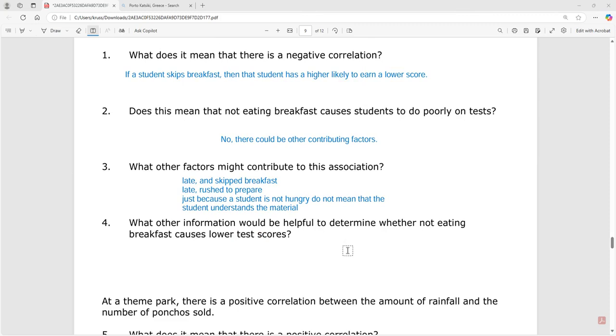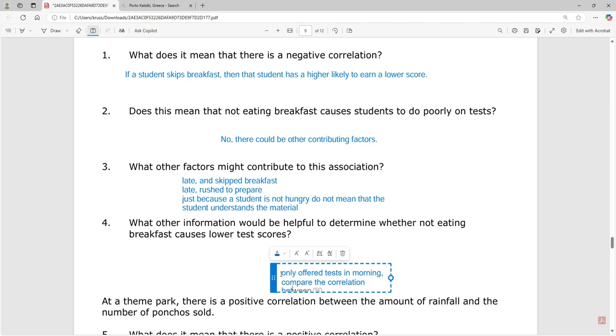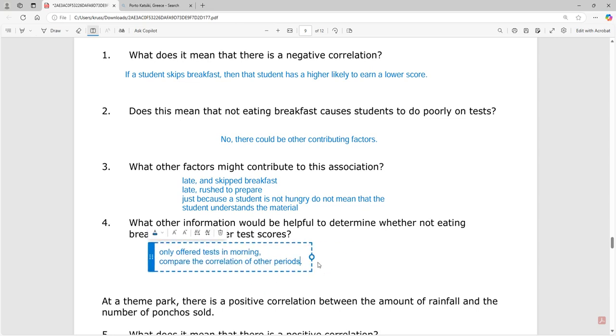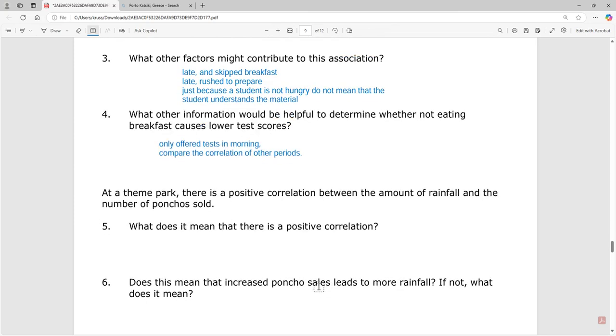Okay, what other information would be helpful? Are the tests only offered in the morning? Maybe compare the correlation with other classes, other periods. So maybe someone right before lunch would probably be hungrier. That would indicate that you're probably going to be hungry before lunch and might do more poorly, and if you see that correlation there, then maybe you might feel support that it's a cause. Okay, it's not really eating breakfast; it's being hungry. That's really what it gets down to.